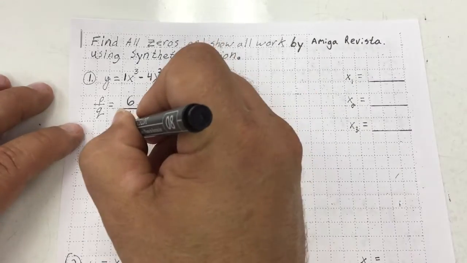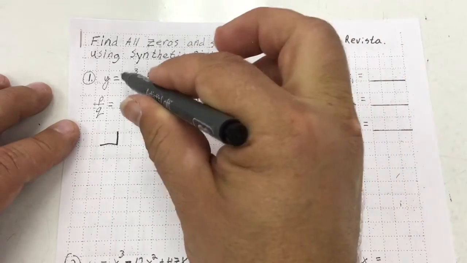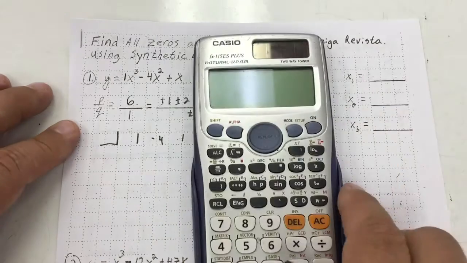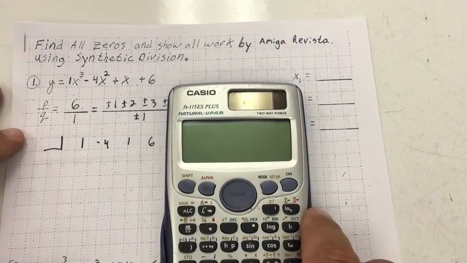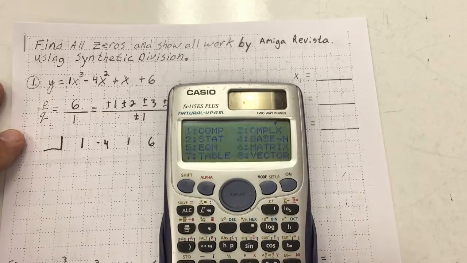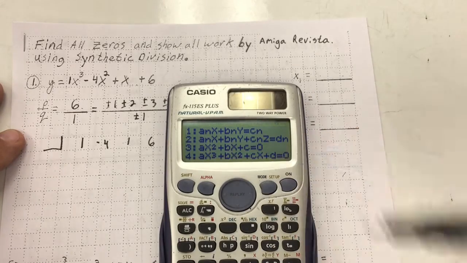Now I'm going to set up my synthetic process. I put the little backwards box, and then I put the coefficients 1, negative 4, 1, and 6. And this is a cute little trick that we use with the Casio. And it's going to generate the 3 answers rapidly. So I'm going to turn it on and hit mode. 5 for equation. 4 because this is a cubic equation.